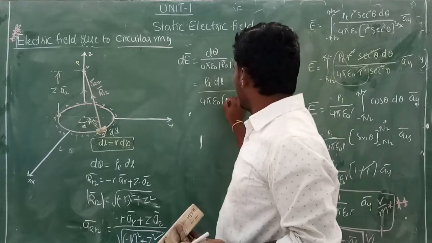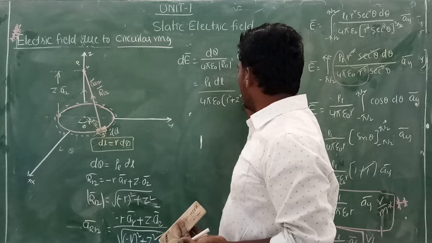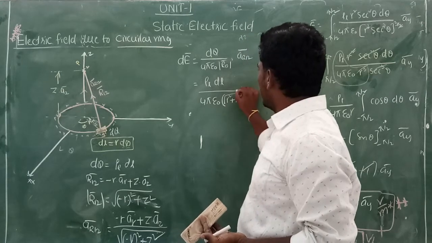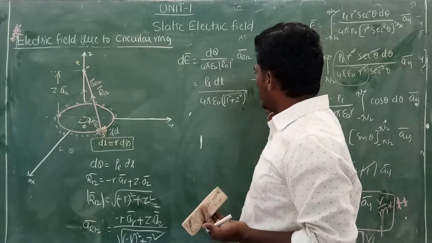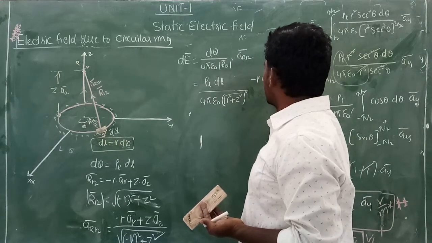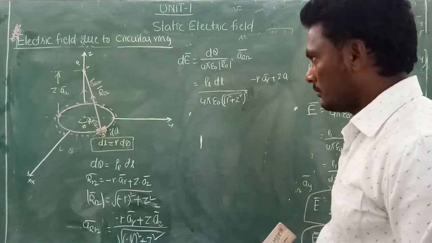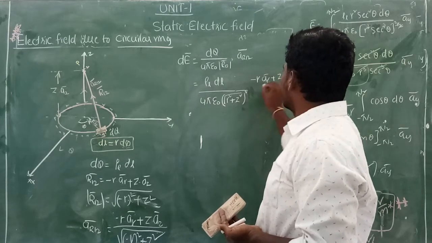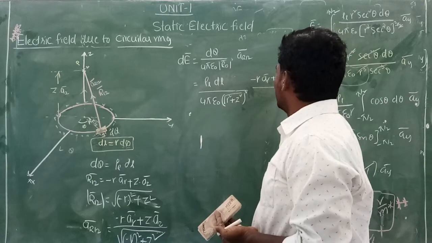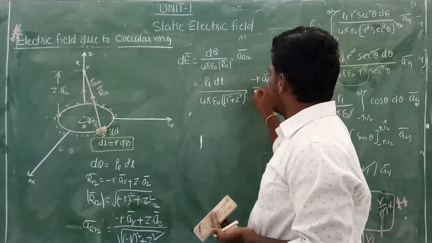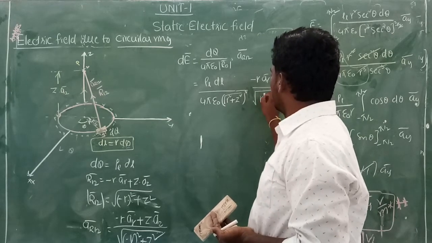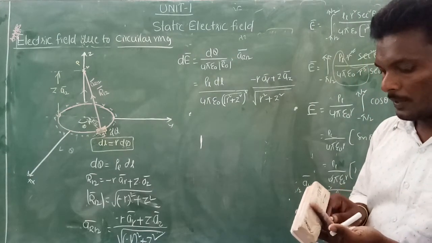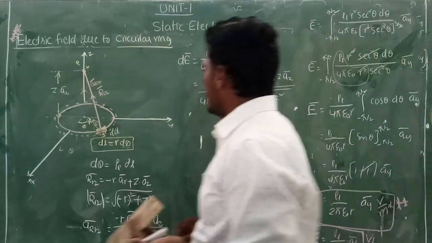This is the magnitude of r1 square, r square plus z square whole power, minus r into ar1 ar plus z into az bar by the ratio. Is it or not?